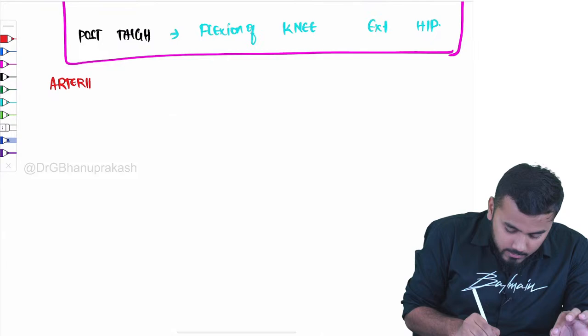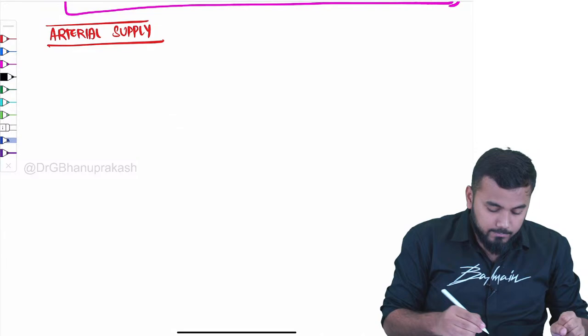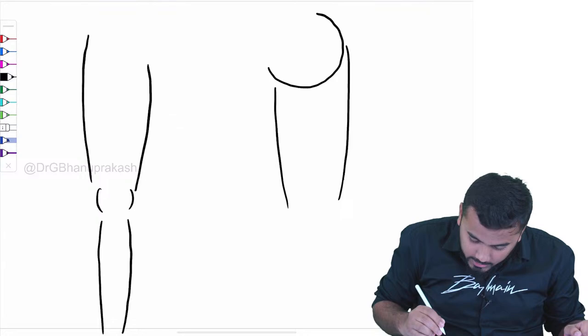Arterial supply. All of you guys, don't write down anything now. Don't write anything, okay? Let me draw it and explain it to you. This is the anterior side, all of you know. Now you are very good at observing the posterior side as well. You even know that this is the posterior side.